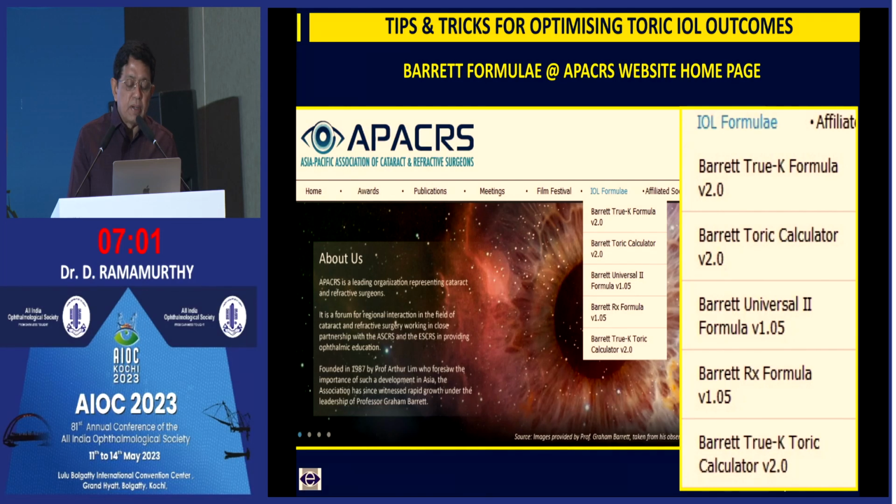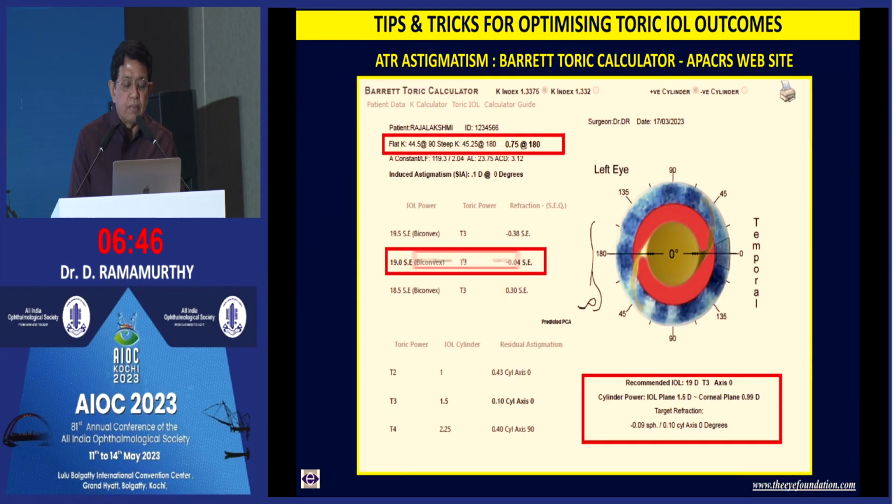In case you are taking your measurements with immersion A scan and an auto keratometer or even a manual keratometer, the only thing you need to remember is that you need to use the acoustic A constant and not the optical A constant, in case there are two different A constants for that particular eye.